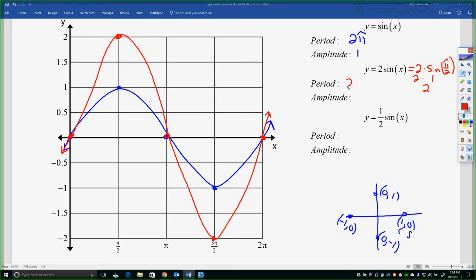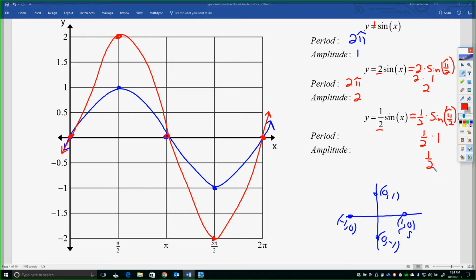So my period is still 2 pi, but now my amplitude is 2. Because that first number gives me the amplitude. The first in case was 1, now it's 2. Now it should be 1/2. So if we do similarly, 1/2 times the sine of pi over 2. Well, sine of pi over 2 is 1, so I get an answer of 1/2.